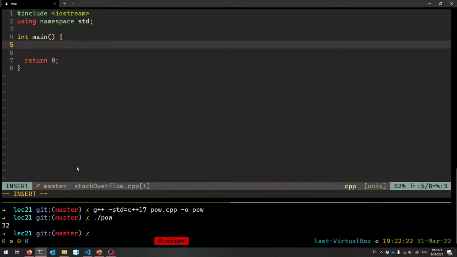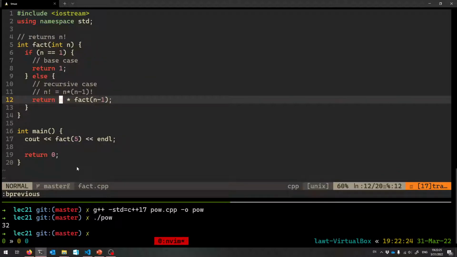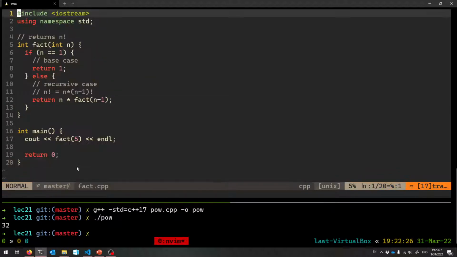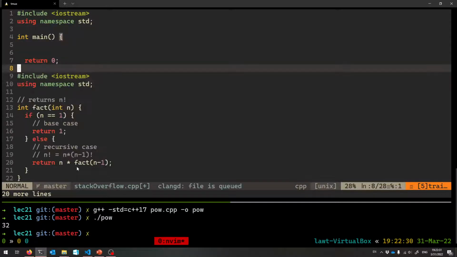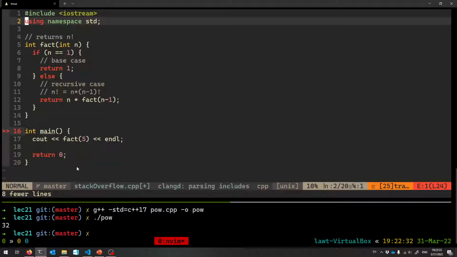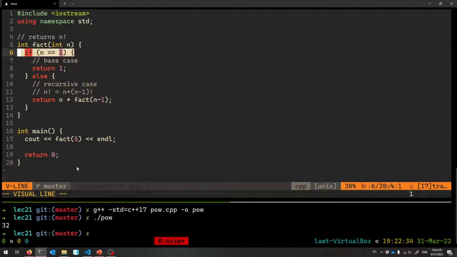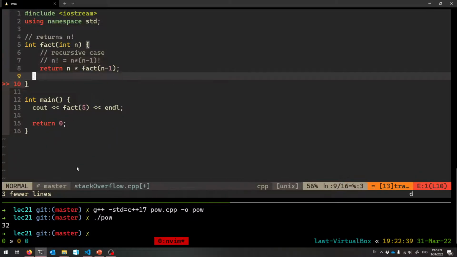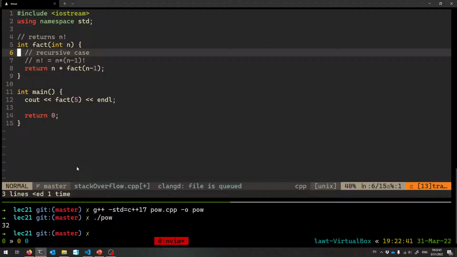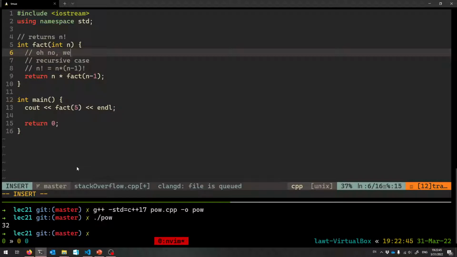Now you know why the website is called Stack Overflow. All right, so let's just steal everything from Factorial. Here's version 1 of a problem. I guess I didn't need to do any of that. Okay, so if I forget the base case, oh no, we forgot the base case.